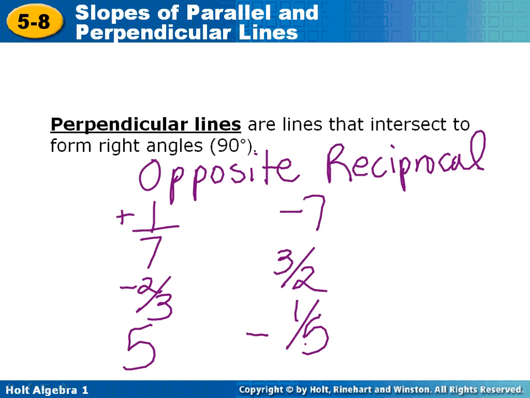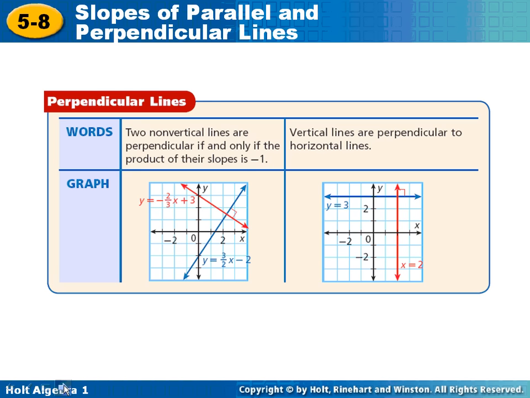We're just practicing. Okay, now, two non-vertical lines are perpendicular if the product of their slopes is -1. That means opposite reciprocal. You're good with that. Look at these two. This is y equals 3, and this is x equals 2. So what can you say about vertical and horizontal lines? They intersect at a right angle.